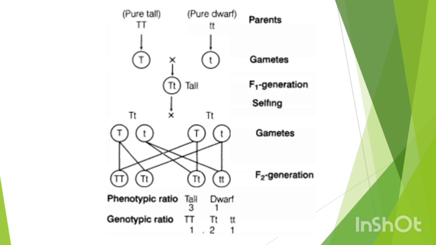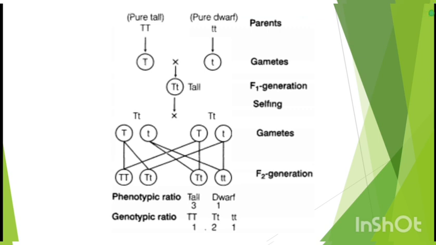So it is the part 2 video of the chapter Heredity and Variation. In my last video I have discussed till monohybrid cross. Today I will discuss the rest of the part of this chapter. So this is the diagrammatic representation of monohybrid cross, and this experiment was carried out by Mendel by observing a single character.